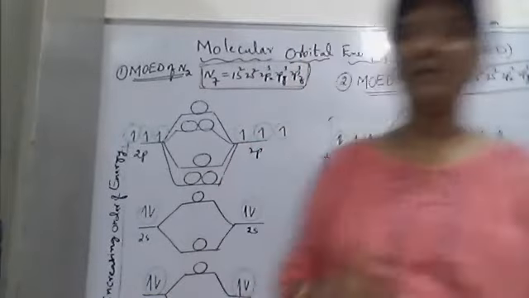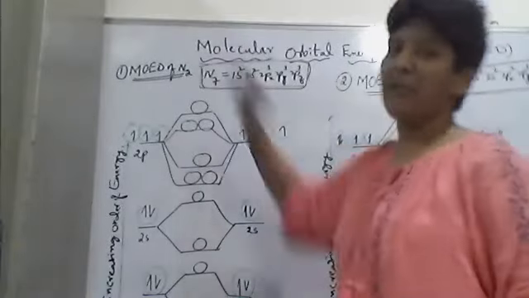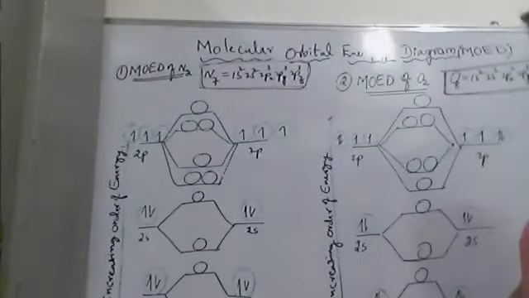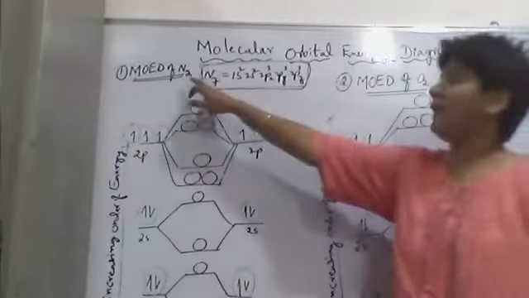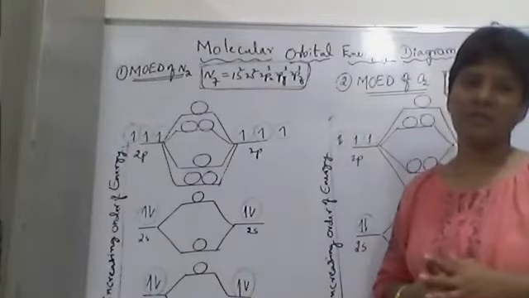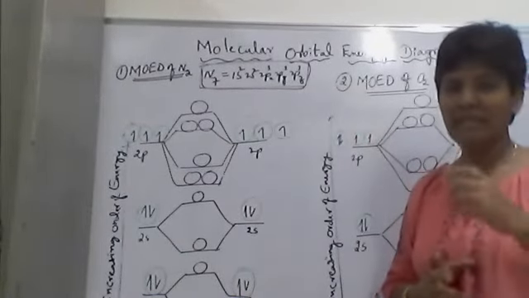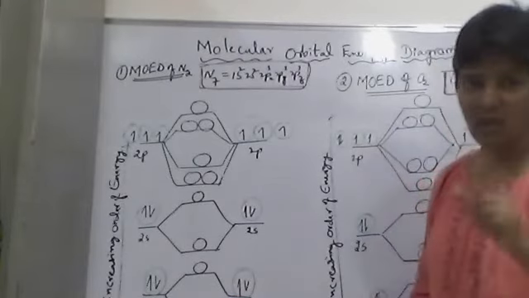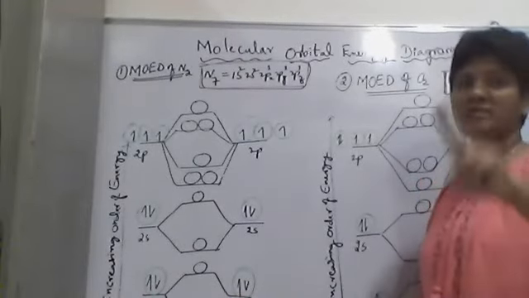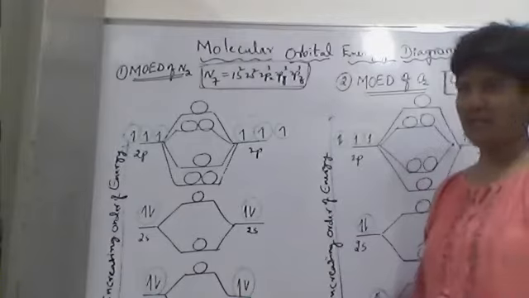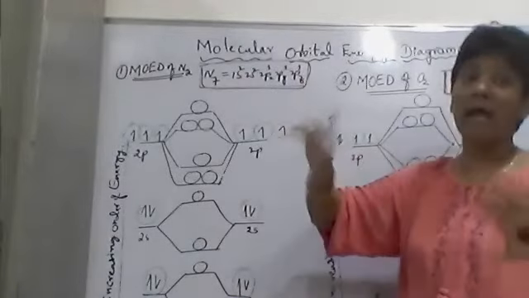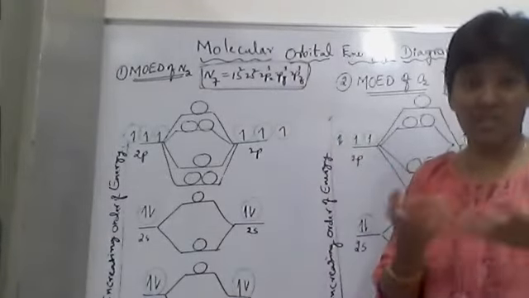For example, take the MOED of N2, nitrogen, where the formula is N2. This indicates it's a diatomic molecule where two nitrogen atoms are present, two identical nitrogens, two same elements.